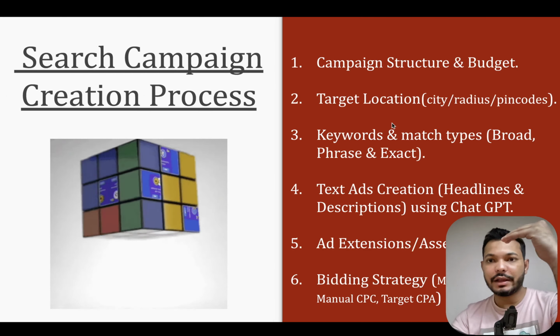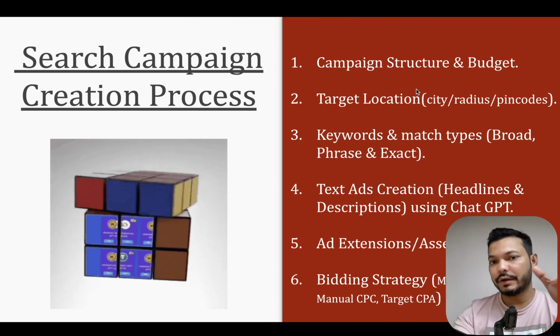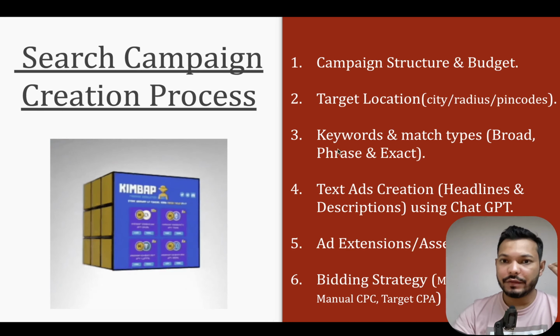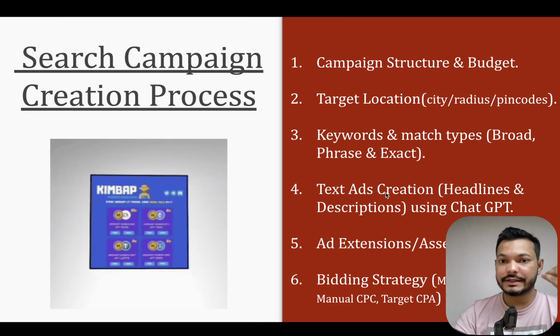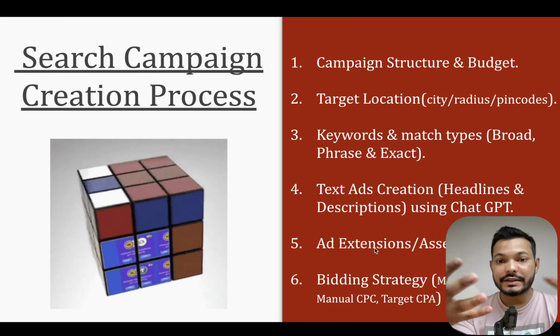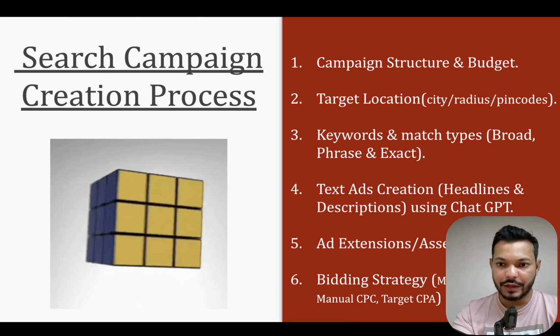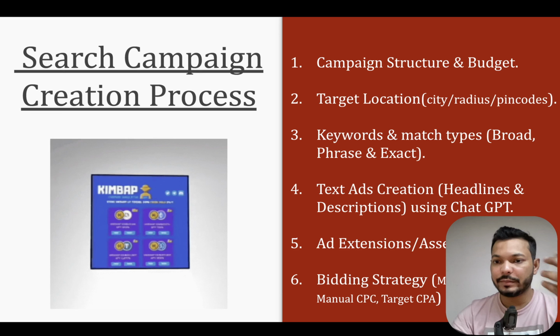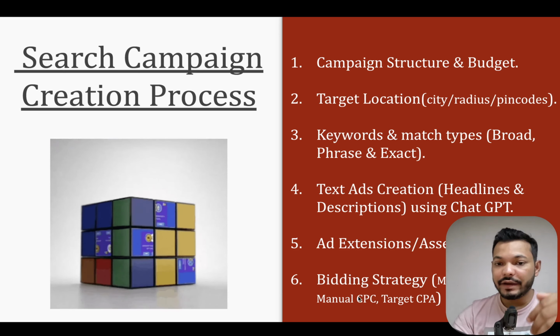So I guess we have covered campaign structure. We are going to cover target location in a while. We have covered keyword and match types. We have covered text ad creation. Ad extension means adding some extended version of ad in the actual ad. So we'll be adding site link, call, image, or price extension. And finally, the bidding strategy.